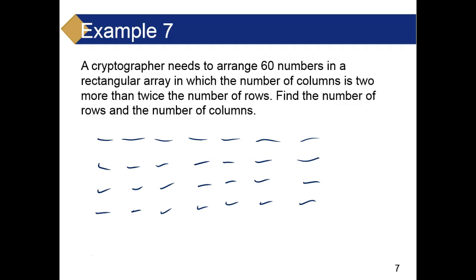We know the total number of numbers is 60. You could think about this as chairs in a room. You have 60 chairs in a big room, and you want to arrange them in this manner. So it doesn't have to be numbers. In which the number of columns is 2 more than twice the number of rows. Find the number of rows and the number of columns.